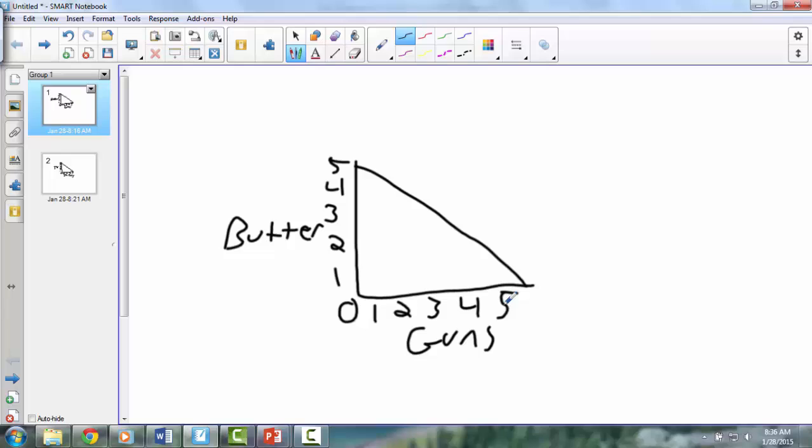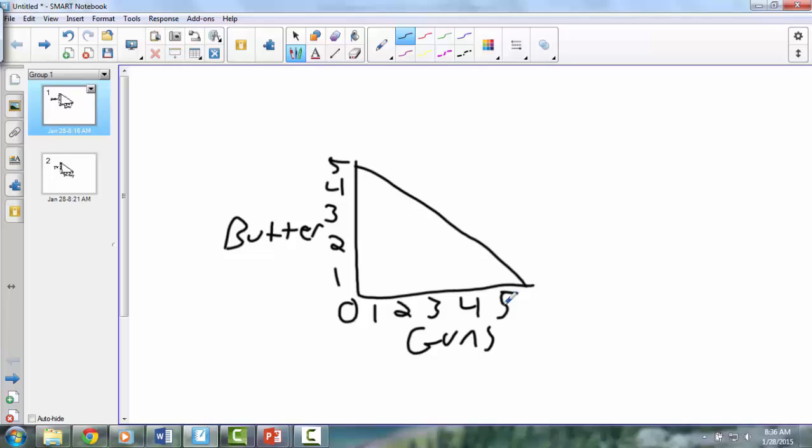Class, if the United States government was to spend $5 billion on guns, once again, that is military expenditures, how much money would be left over to spend on butter? Chances are you guys would say zero. If you say zero, you are correct.